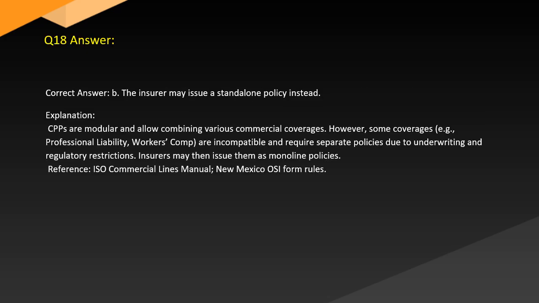Answer. Correct answer: B. The insurer may issue a standalone policy instead. Explanation. CPPs are modular and allow combining various commercial coverages. However, some coverages, e.g. professional liability, workers' comp, are incompatible and require separate policies due to underwriting and regulatory restrictions. Insurers may then issue them as monoline policies. Reference: ISO Commercial Lines Manual, the New Mexico CPP form rules.